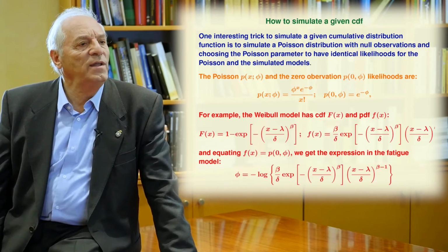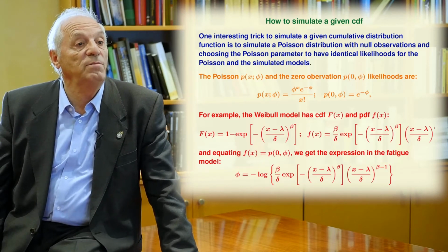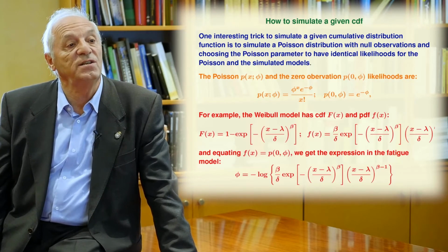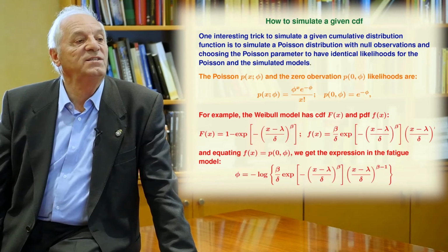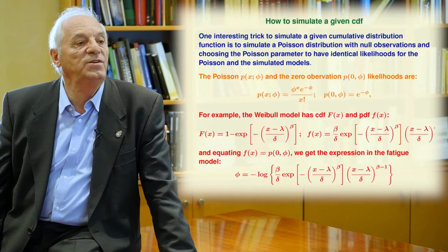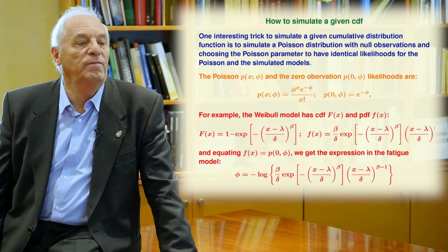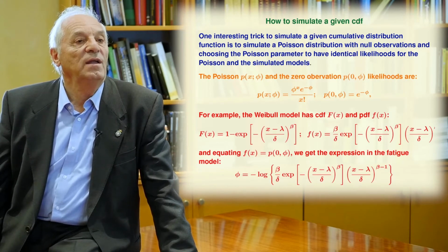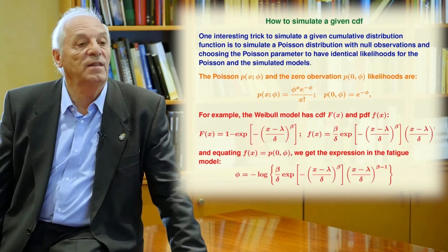If we want to simulate a Weibull model, which has the cumulative distribution given there, capital F, and the density function, lowercase f, what we need to do is just equate the density of this Weibull distribution with the P0 phi density above. If we make both equal and take logs, we get that phi should be equal to minus log of this expression that is below.